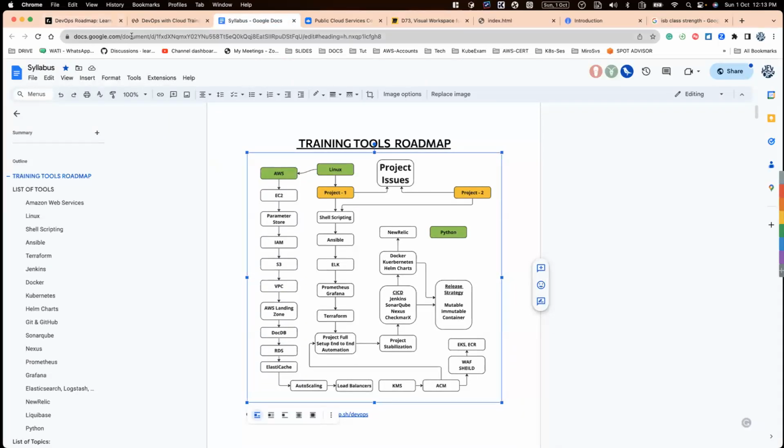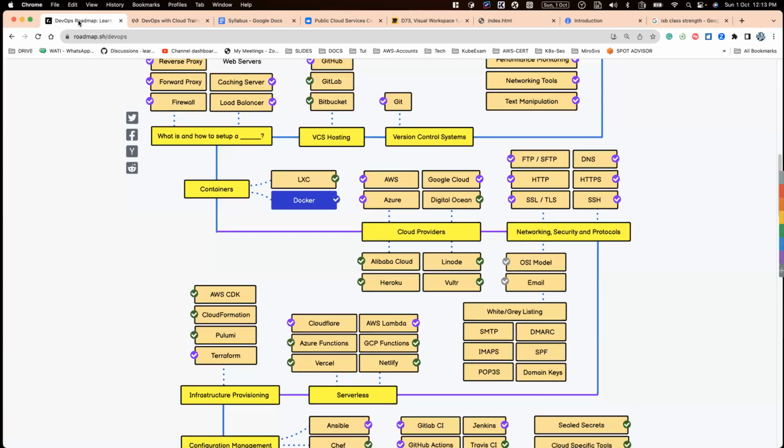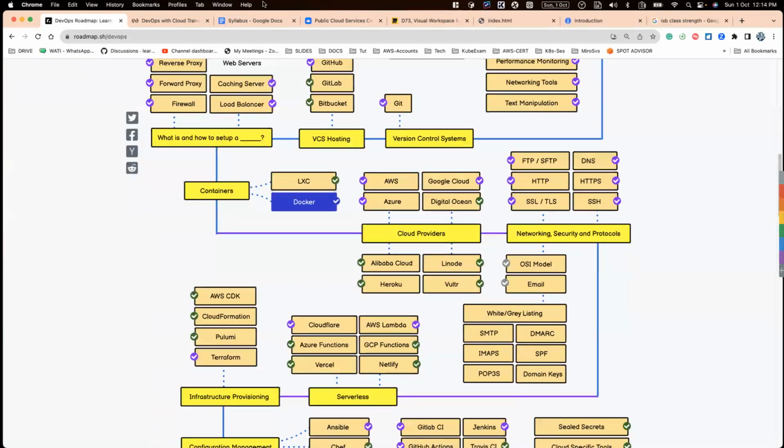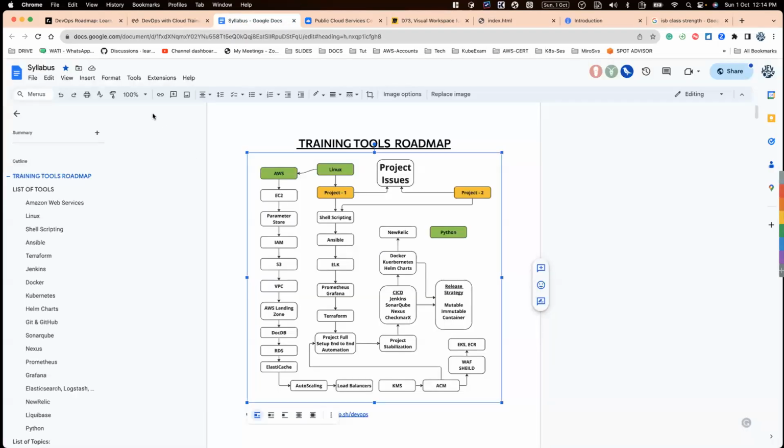Here VCS something is there, no? The path is there, right? So that path I need an overview. That version control system, VCS. What is VCS? How to set it up? How to container? What is container? I don't know the path of actually our training.